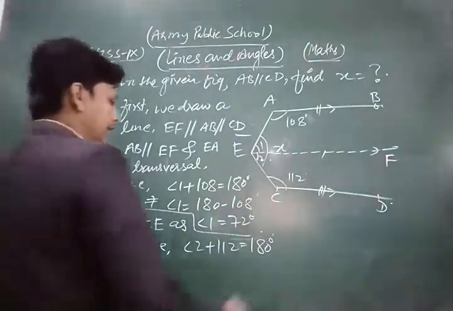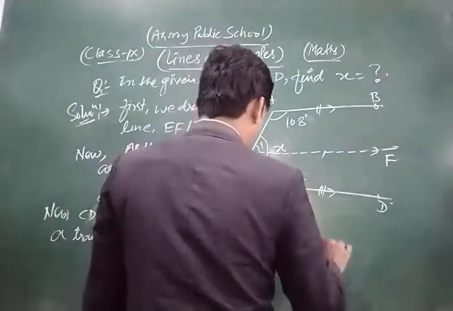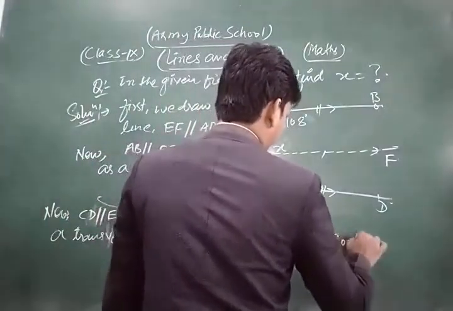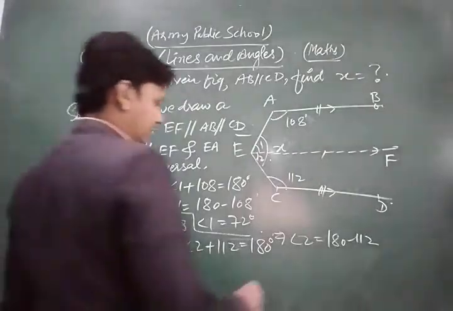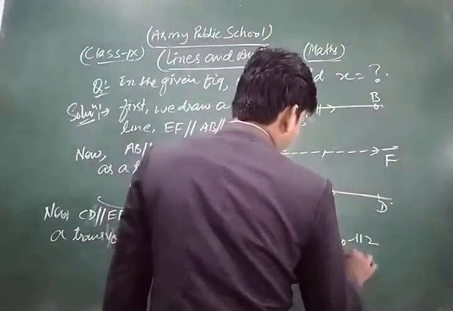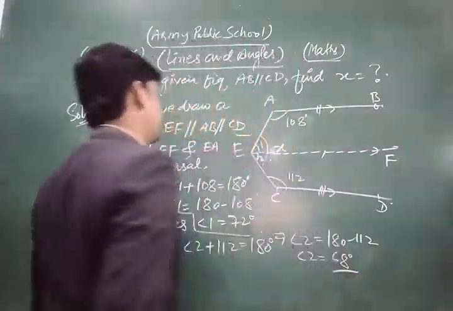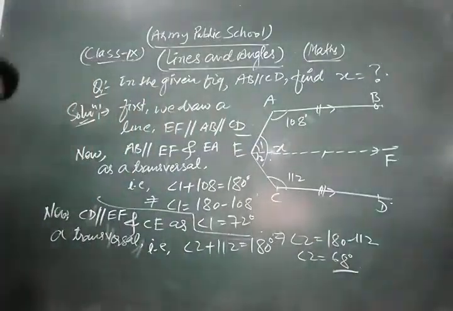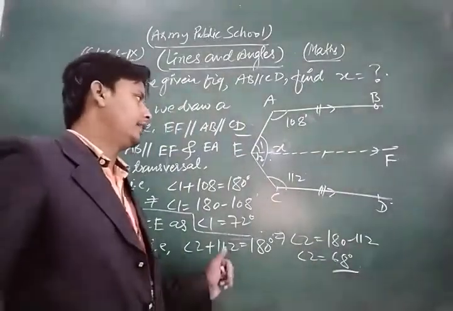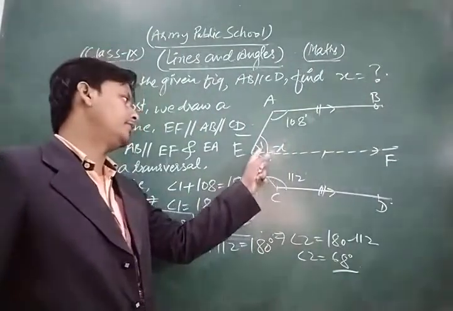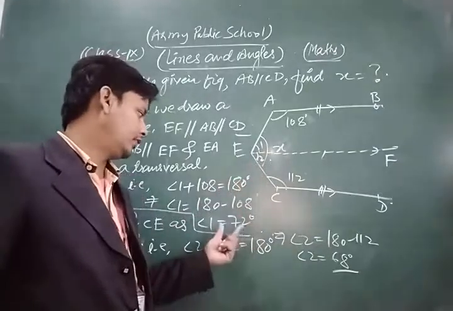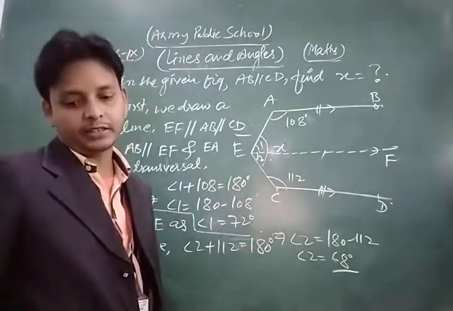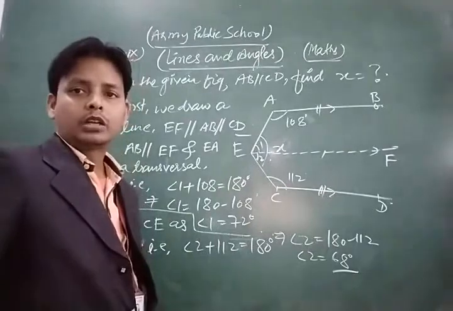Now from there we find angle 2. Angle 2 is equal to 180 minus 112, so we have 68 degrees. So angle 2 is 68 degrees. Now, dear students, in this way, with the help of this figure, we find the value of angle 1 and the value of angle 2. Angle 1 is 72 and angle 2 is 68.